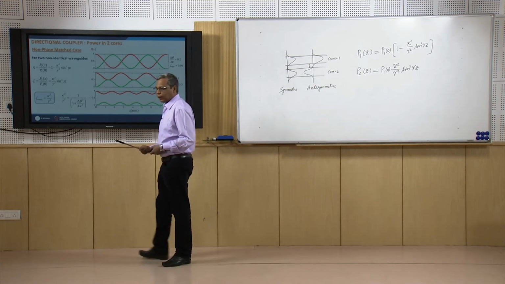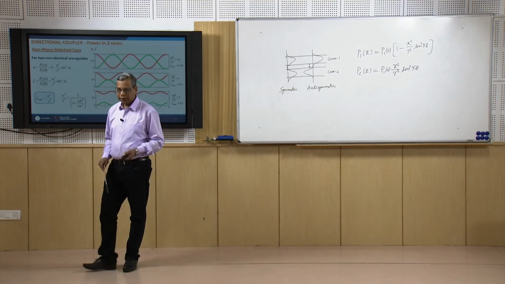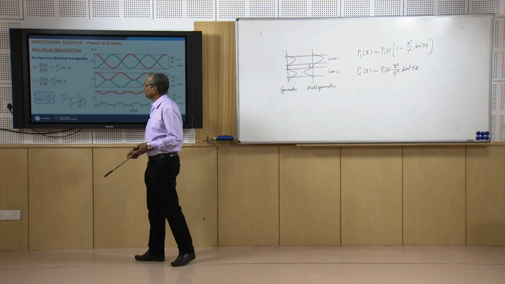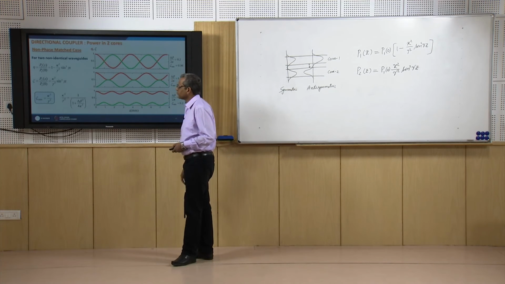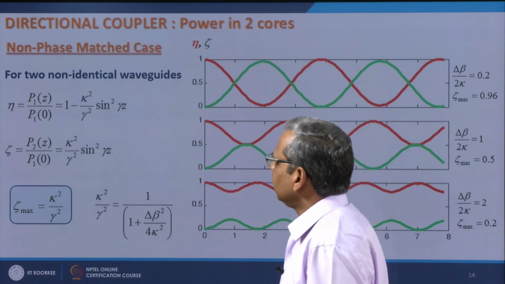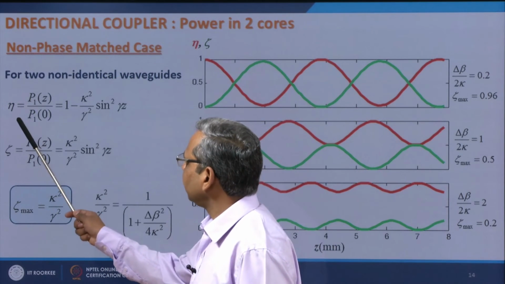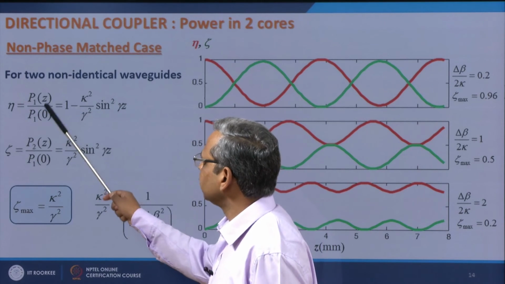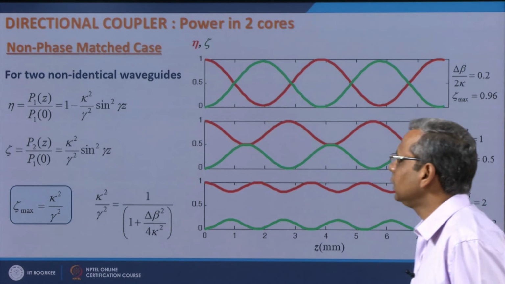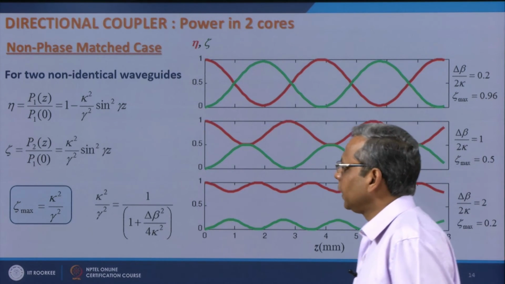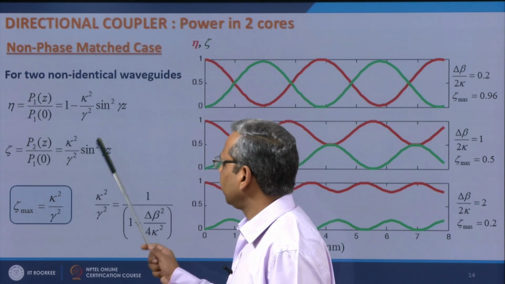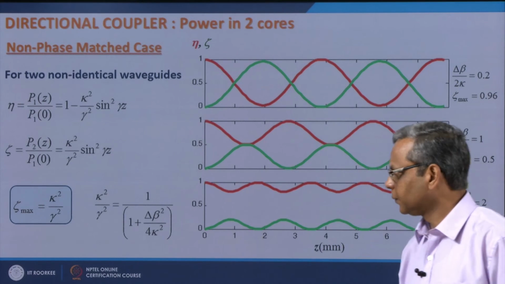So, that was the phase matched case where delta beta is equal to 0. In general, if I have two non-identical waveguides, then delta beta is not equal to 0, and then the fraction of power that appears in core 1 can be given by P1(z) over P10, which is 1 minus kappa square over gamma square sine square gamma z, and the fraction of power that appears in core 2 is zeta, which is kappa square over gamma square sine square gamma z.